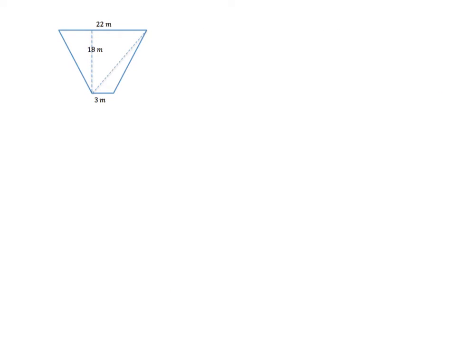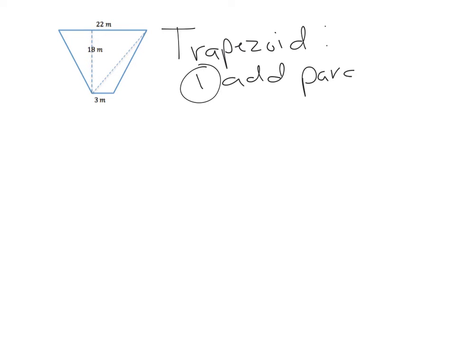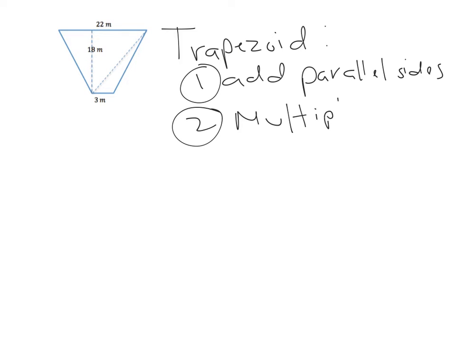So let's take a look at number 3. Number 3 is a trapezoid. Remember, trapezoid's formula, we do step 1, add parallel sides. Step 2, multiply by the height. Step 3, divide by 2.